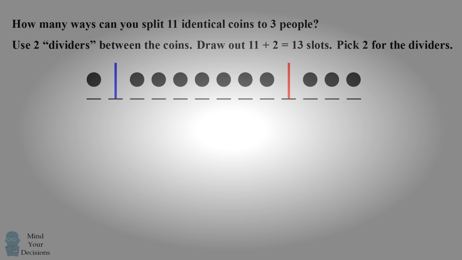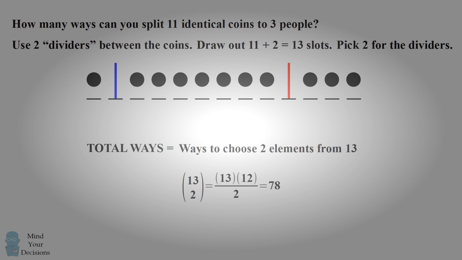So we can count the number of ways to split 11 coins to 3 people by counting the number of ways that we can pick the 2 dividers in 13 slots. That's the number of ways you can choose 2 elements from 13, which is a binomial coefficient 13 choose 2, which ends up being 78. So that's the part 1 answer: you can have 78 ways to split 11 coins to 3 people.